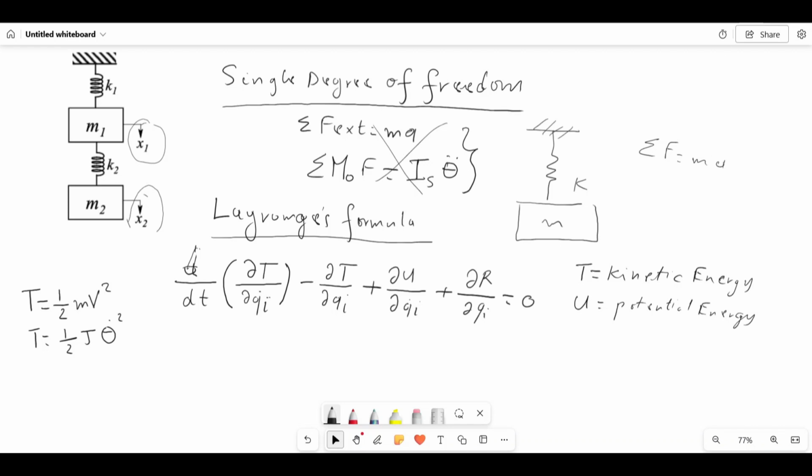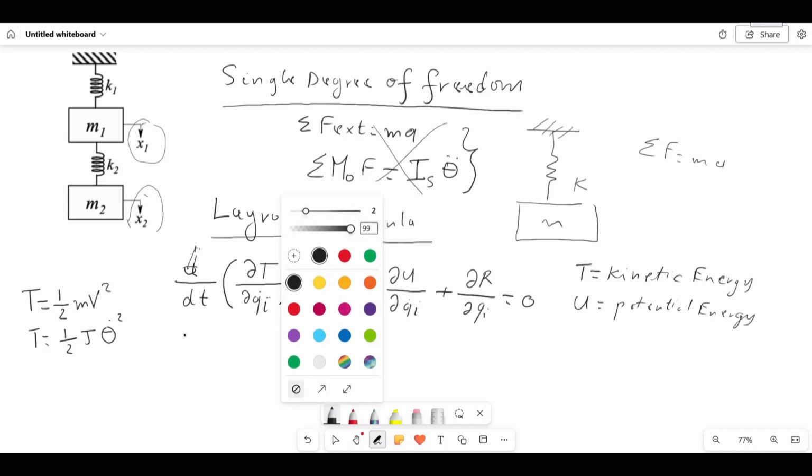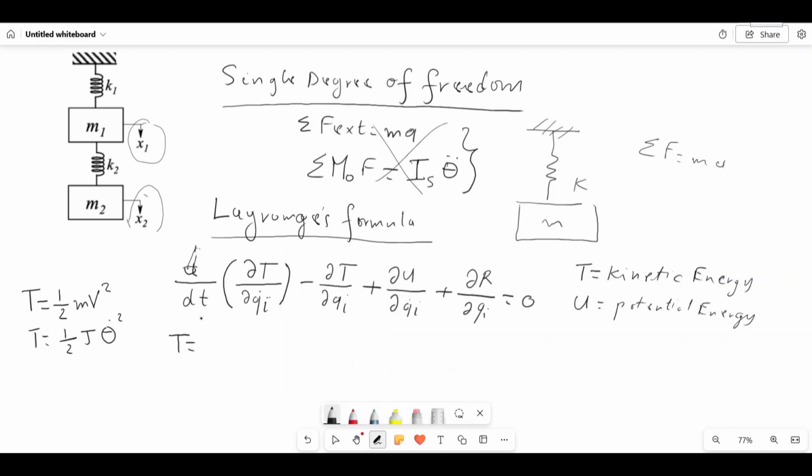So what we do is we write T. We look at our system and write all the kinetic energy that we see. Because we have two masses, we will write the two kinetic energies. So let's say for mass 1, I will write half m1 multiplied by x dot 1 square.